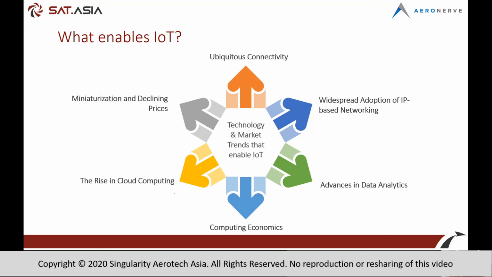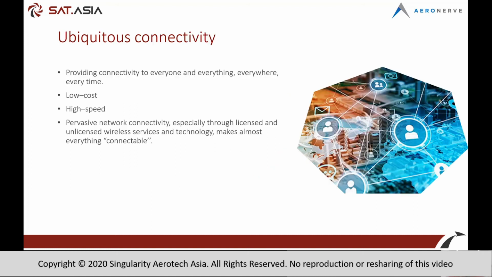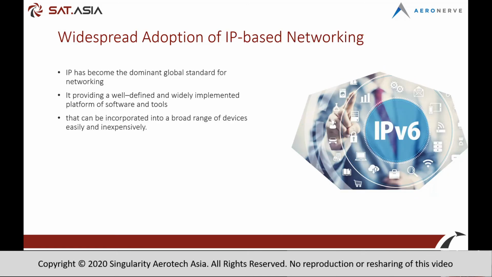So all these market trends, I will explain in a bit more detail, but I think I already talked about it a bit. So never mind, we go through this quickly. Ubiquitous connectivity provides connectivity to everyone and everything, everywhere and every time. So low cost, high speed. What it means is pervasive network connectivity, especially through licensed and unlicensed wireless services and technology, which makes almost everything connectable.